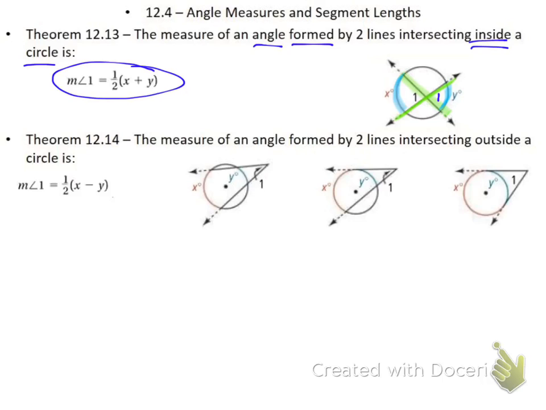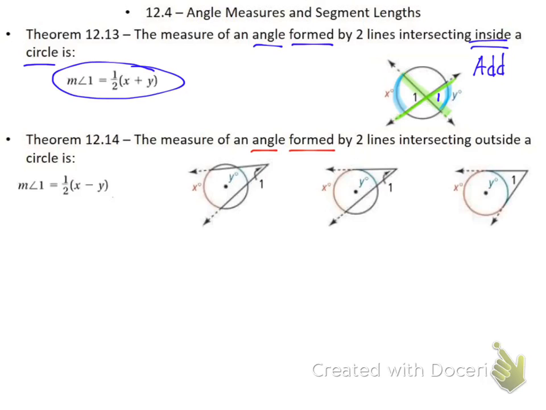So what I can do is use those two arcs that go with the angle and the vertical angle, and I can add them together and then cut them in half. So with this, whenever I have two lines intersecting, the angle happening inside a circle, I'm going to add together my arcs that correspond with it and then cut it in half. The second one is kind of the same thing.